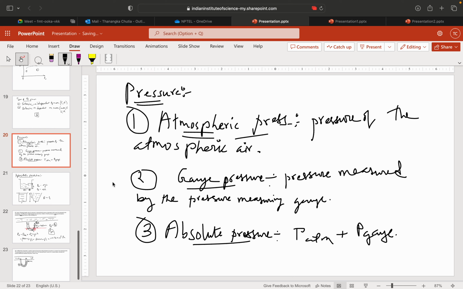Then we discussed pressure. There are lots and lots of things to be studied in pressure in other courses like fluid mechanics, but here we will be mostly dealing with atmospheric pressure, gauge pressure, and absolute pressure for your numericals. Absolute pressure is the pressure exerted by the atmospheric air on the system. Gauge pressure is the one that is measured by a pressure measuring gauge. It can be a manometer, an inverted U-tube manometer, or it can be a simple barometer. Sorry, a barometer measures absolute pressure, I'm very sorry. Whatever other gauges measure, that is gauge pressure. And absolute pressure is nothing but the summation of atmospheric pressure and the gauge pressure.